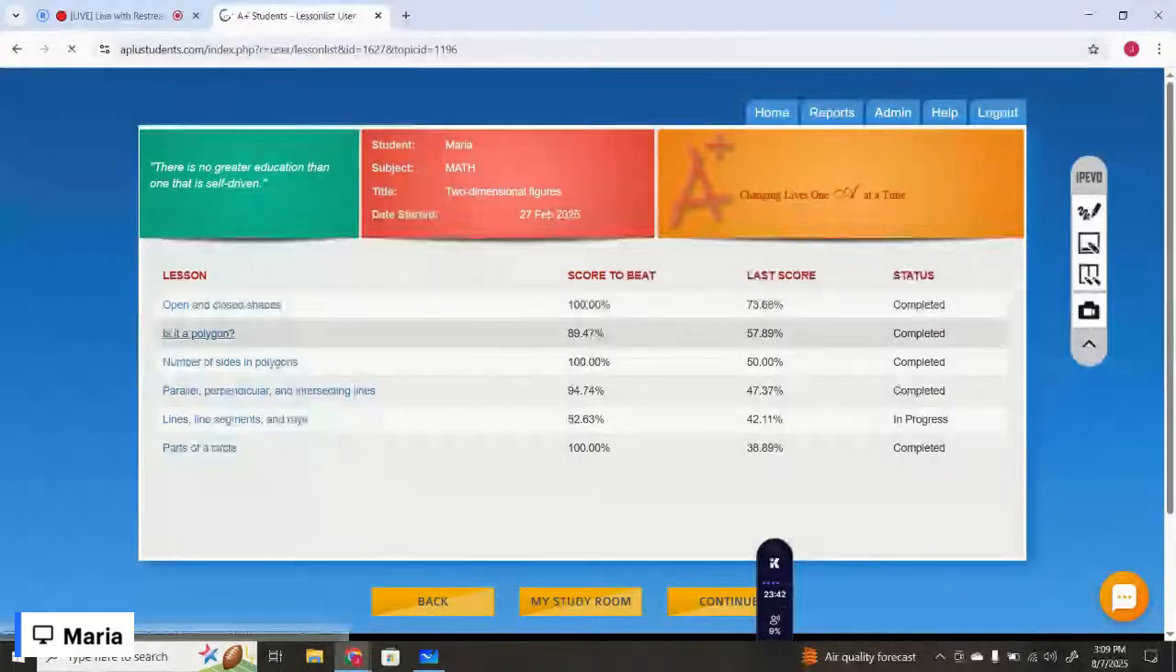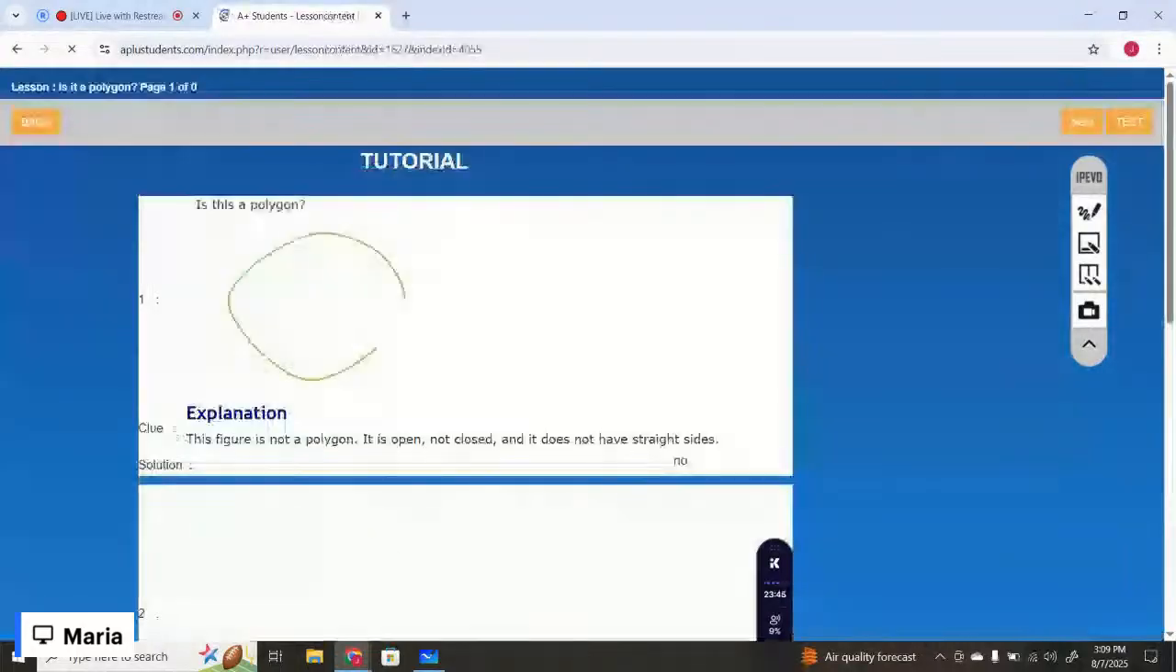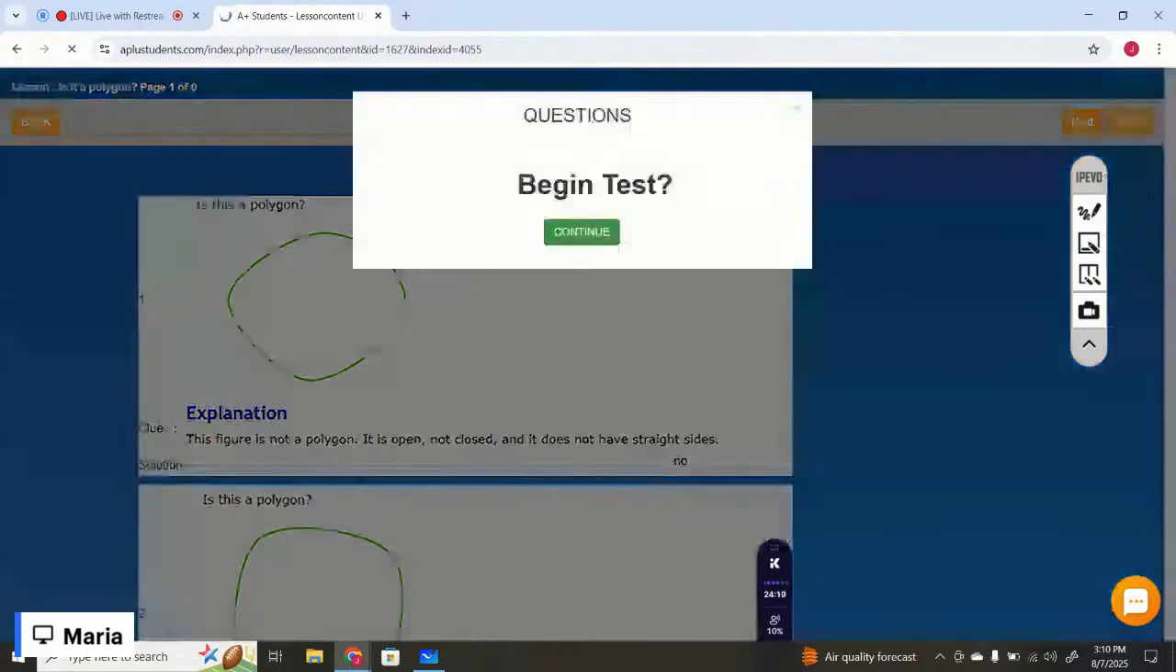Is it a polygon? Is this a polygon? This is not a polygon. It is open, not closed, and it does not have straight sides. So that is not a polygon. Let's just start with the next questions.